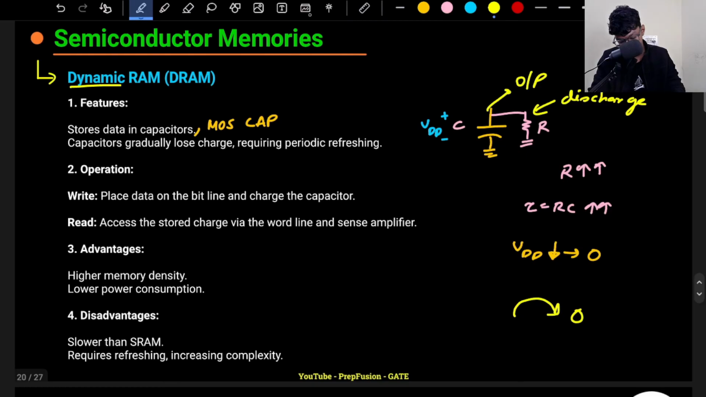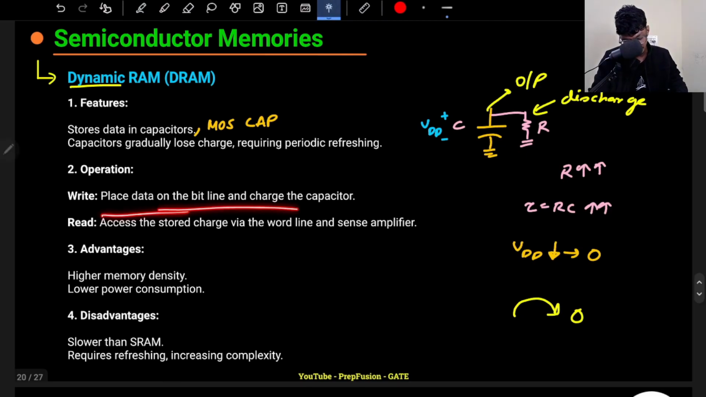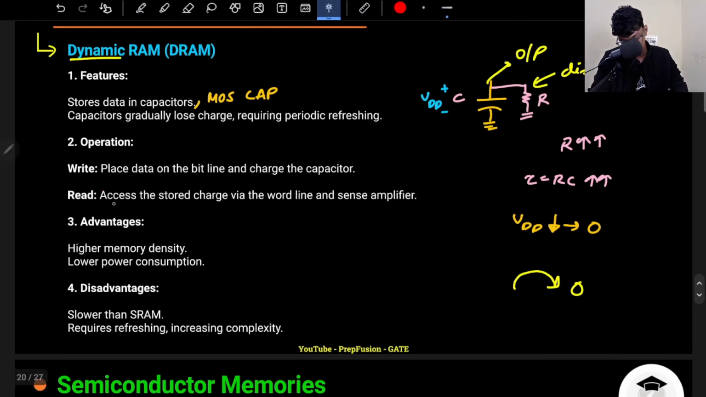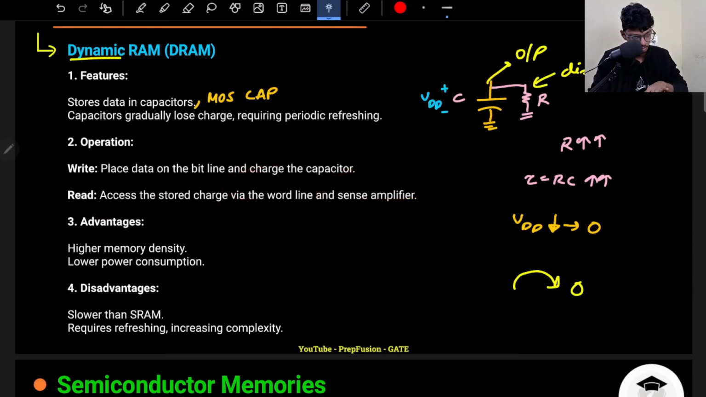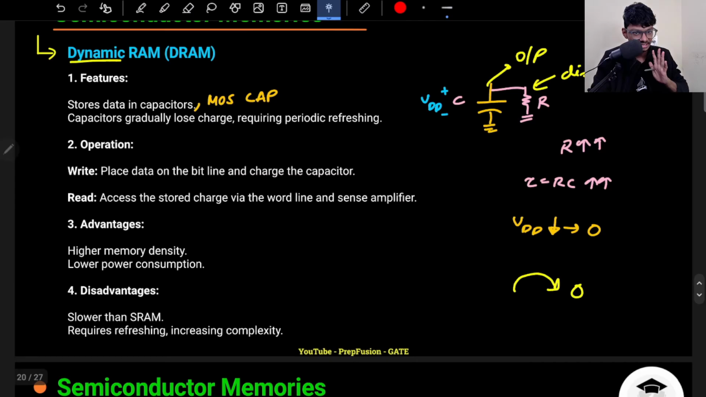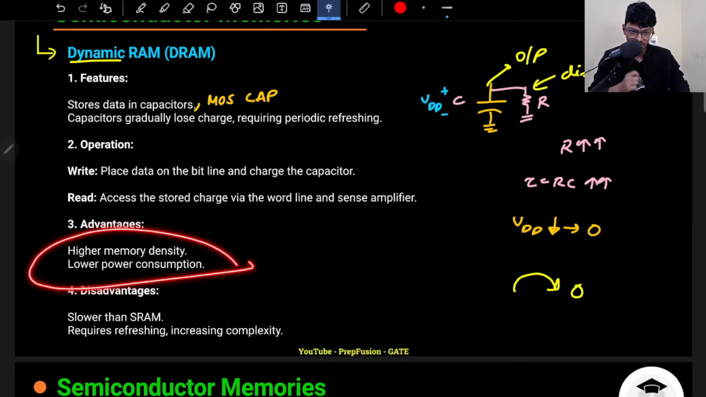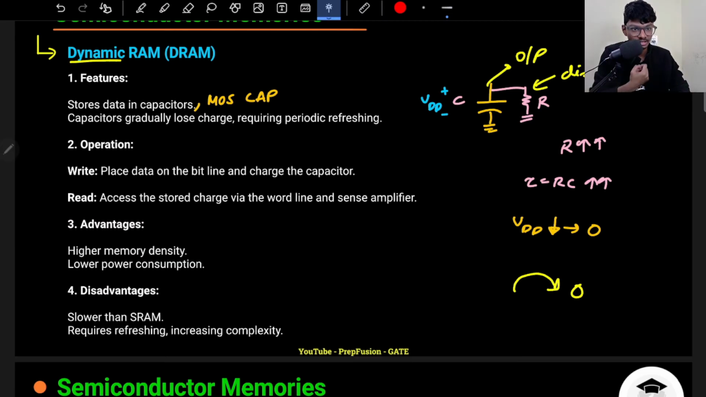Okay, operation: place the data on the bit line and charge the capacitor. And to read, just access the charged capacitor, and it uses a sense amplifier to read back. I will show you the circuit diagram. What is the advantage? The advantage is high memory density, because I only need a single transistor or two transistors. A single transistor will also work with a capacitor. That's why it has high memory density, because I don't need many components. And as I don't need many components, the power consumption will be low, because only one transistor is required and the capacitor is a passive component.